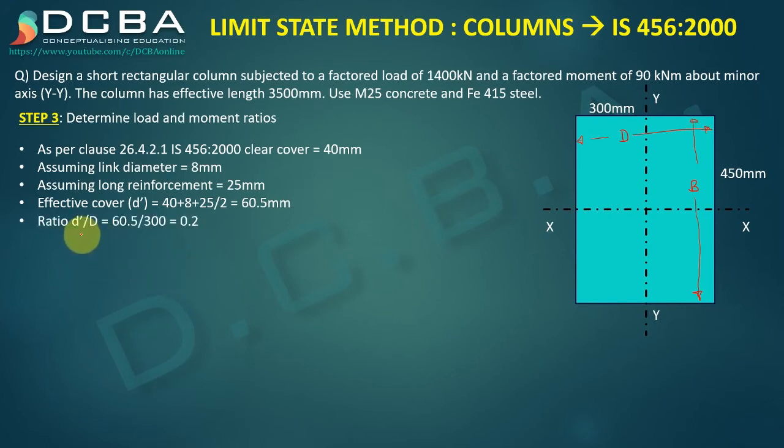Now d dash by capital D is 60.5 divided by 300, which is equal to 0.2. So we need to select the chart which is having FE415 and which is having d dash by capital D as 0.2.